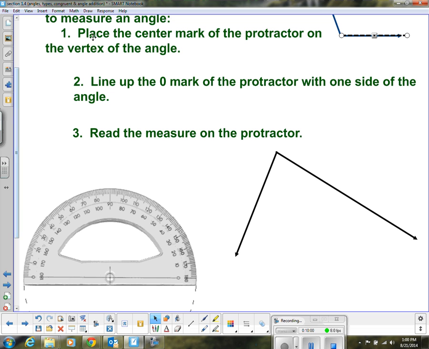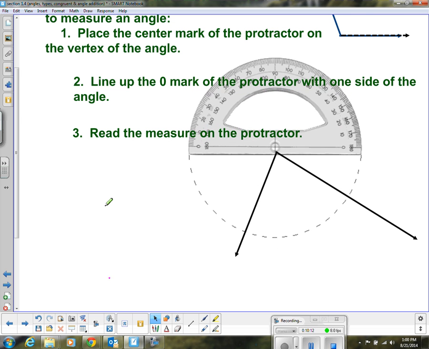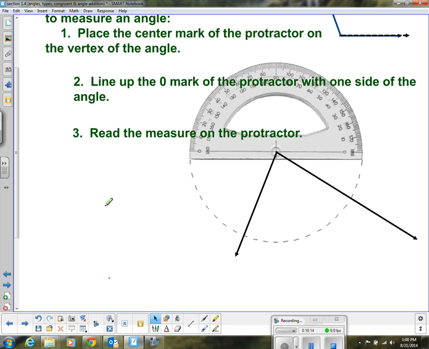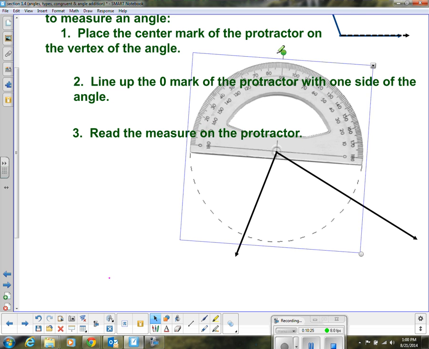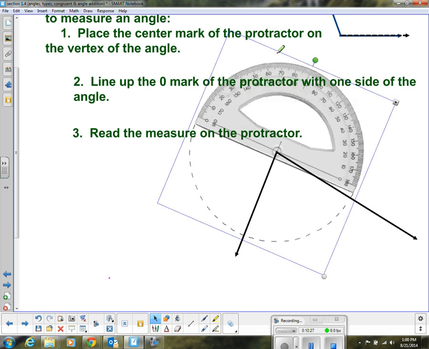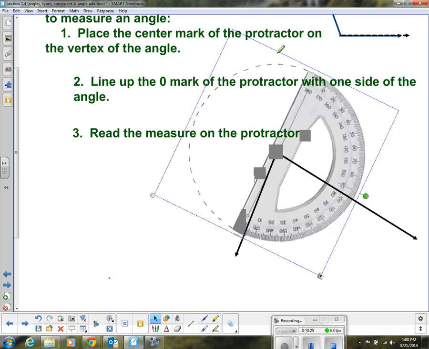So we're going to place the center mark of the protractor, for me, that's right here in the crosshairs, and we're going to put that on the vertex of the angle. So I'm going to move my protractor over here, and I'm putting it on the vertex of the angle. However, that's not good. Now you have to line up the 0 mark, and notice there's 2 0 marks, of the protractor with one side of the angle. So I'm going to rotate over to here.